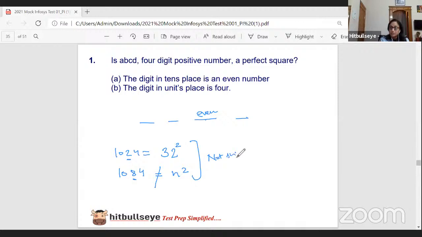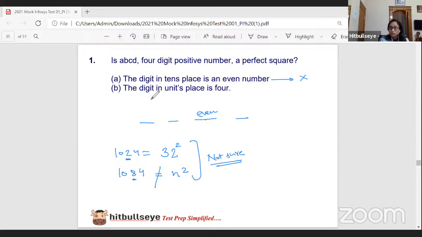Same as what you do in syllogism. We are not sure. When we are not sure, we will say that A is not helping us to answer because we are not getting a sure situation. Keeping an even number here can be a perfect square. Keeping an even number here may not be a perfect square. So when we are not getting a sure answer, we will say that A alone has not helped me.